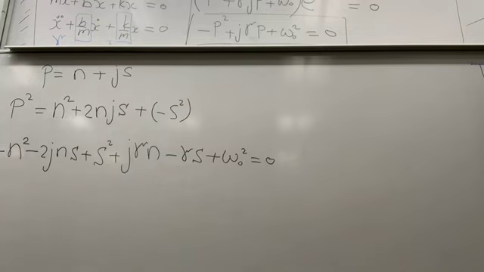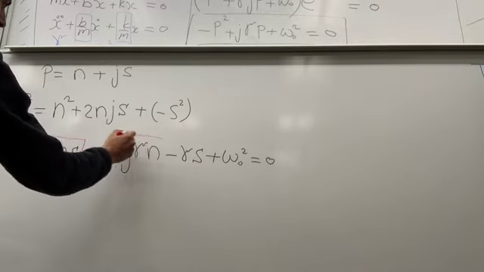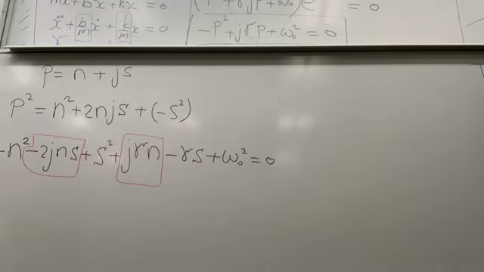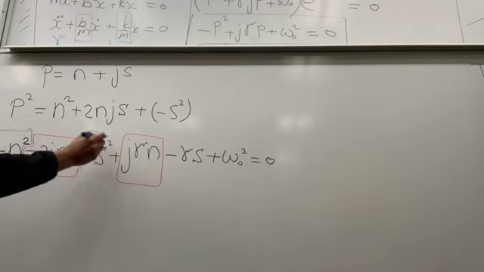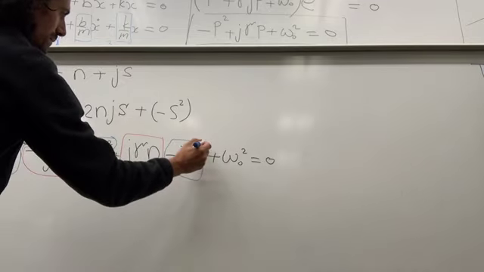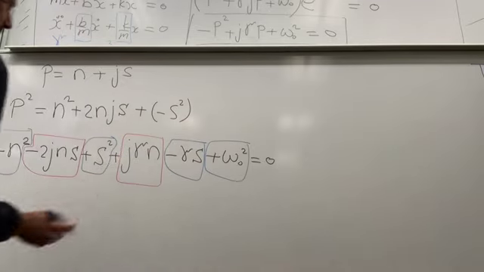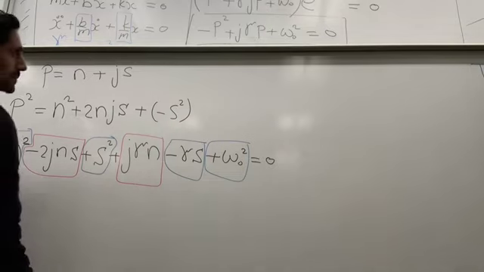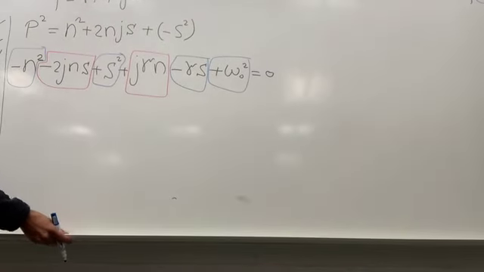What is real and what is imaginary? This is imaginary. And this is imaginary. This is real. This is real. This is real. And this is real. So let's write them down. The two equations.